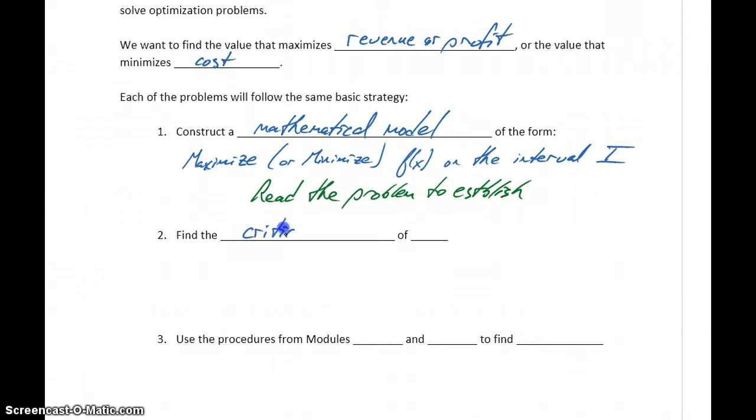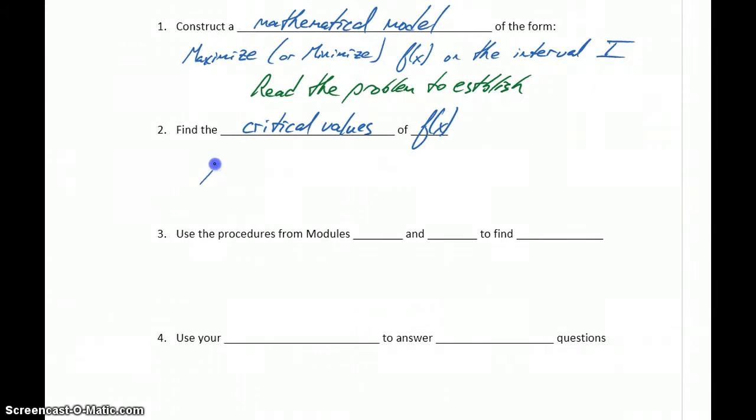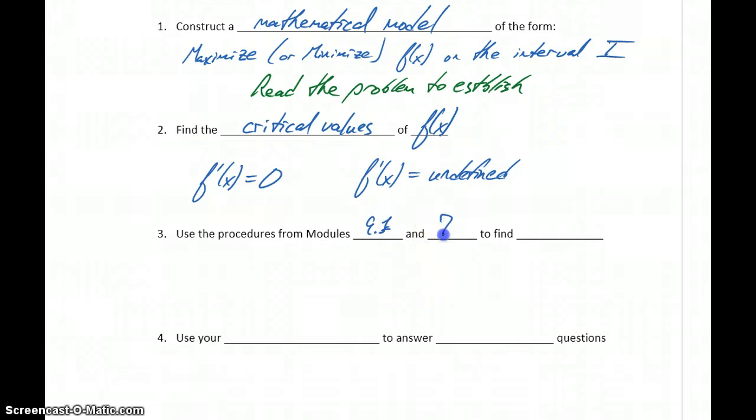So once we have our mathematical model, we'll need to identify any critical values of our function f of x. And again, finding critical values means we take the first derivative and figure out where that would be equal to 0, or take the derivative and figure out where that would be undefined or where it does not exist. After we have our critical values, we'll use the procedures from either module 9.1 or 7.1 to find absolute extrema.